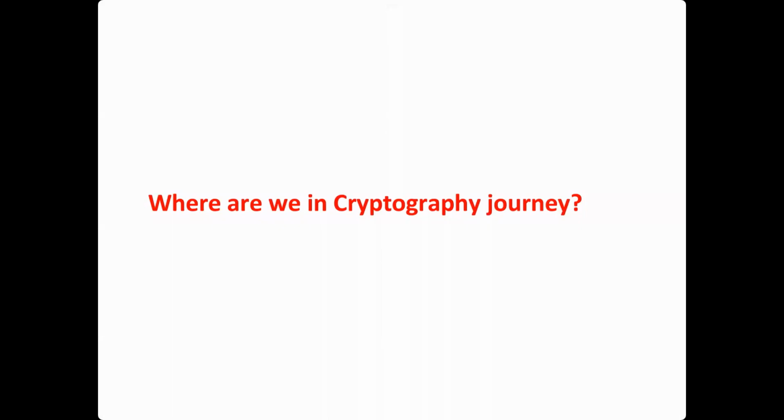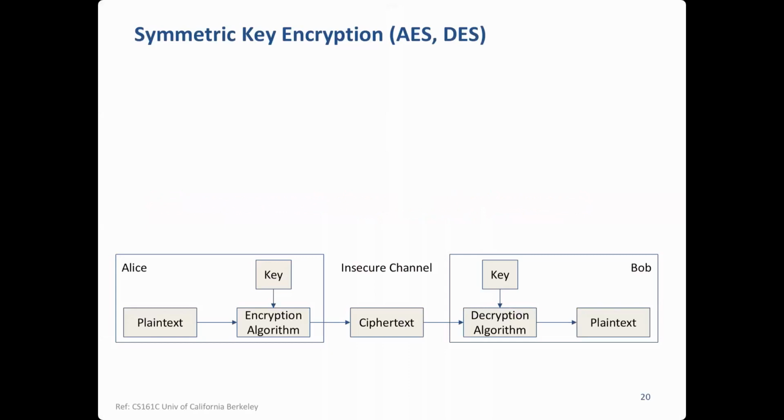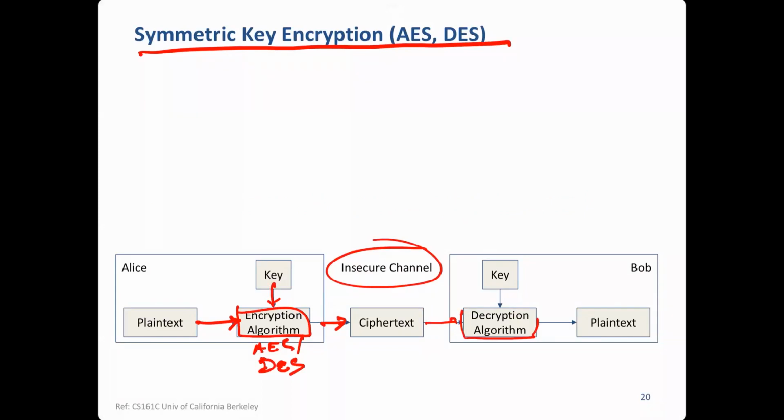So where are we now? We started with symmetric key encryption. You would have seen this diagram at least n times. We take a plain text, we use the key and an encryption algorithm, AES, DES, or many others. Based on this encryption function, you get ciphertext that is sent over an insecure channel and reaches the other end. There we use the same key which has been communicated between Alice and Bob for decryption, and you get the plain text.